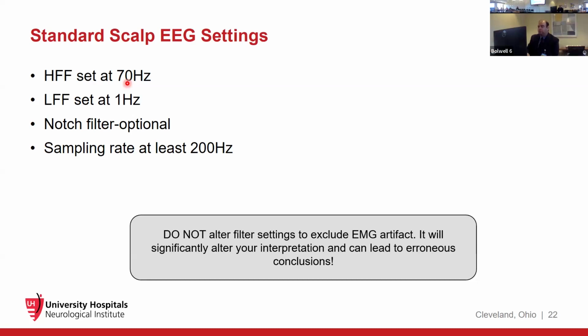Now, let's say you're in a situation where you know that the waveform of interest is a slow wave that you're interested in seeing, then you can apply the high frequency filter. It's not going to affect your scope.